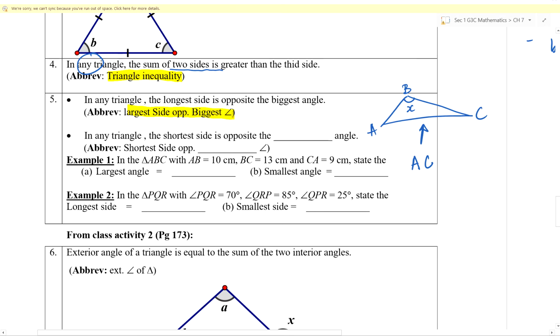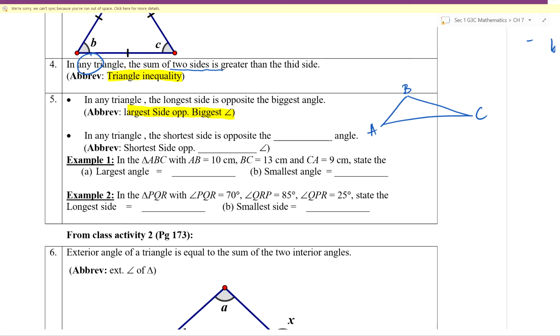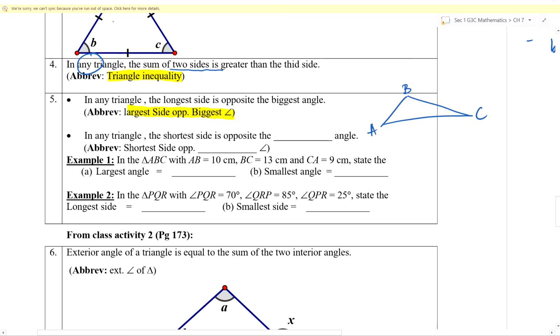So then the opposite must be true. If we look at this triangle, the same triangle, where is the smallest length? The smallest length must be AB. That's the smallest length, and visually we can see that this angle over here, angle Y, is the smallest angle. So the shortest side is opposite the smallest angle. And then the abbreviation, shortest side is opposite smallest angle.